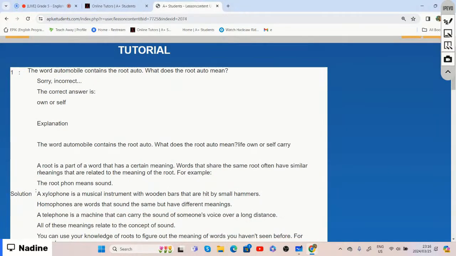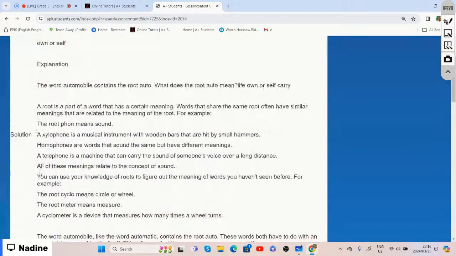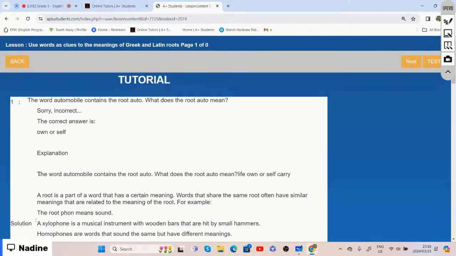Basically, the examples that they are giving us here on A Plus Students, it's basically the examples that we did already, right? The only thing that they're doing now is the activities has changed, because now they want us to determine either the meaning or to use words as certain clues in order for us to find, let's say, the meanings of the Greek and Latin roots. And the Greek and Latin roots are basically those roots that we mentioned, for example, like cyclo or hydro or meter, right? Those are the Greek and Latin roots.